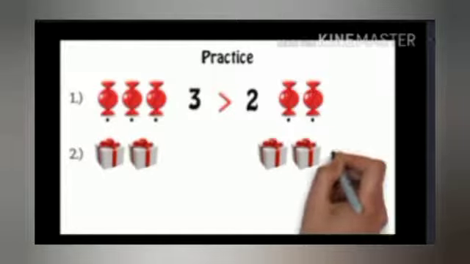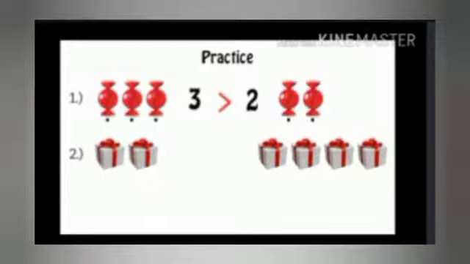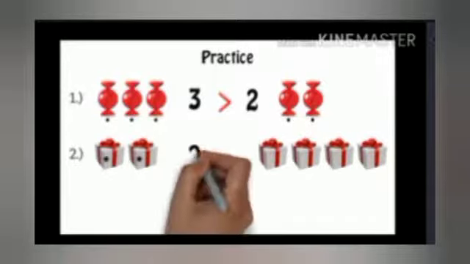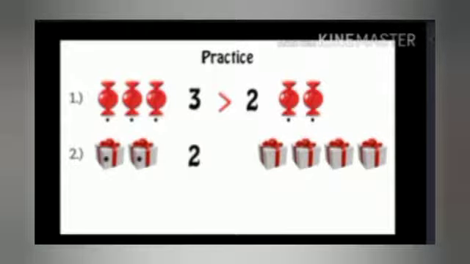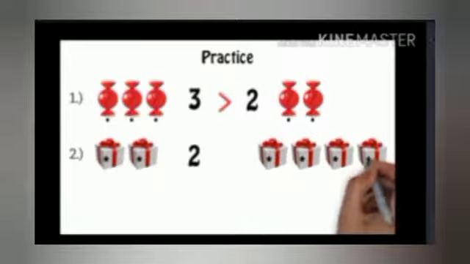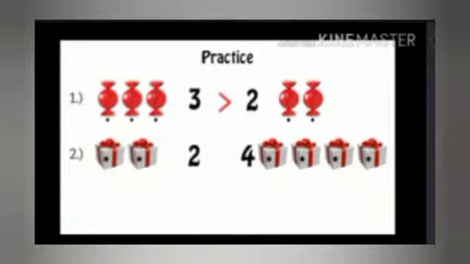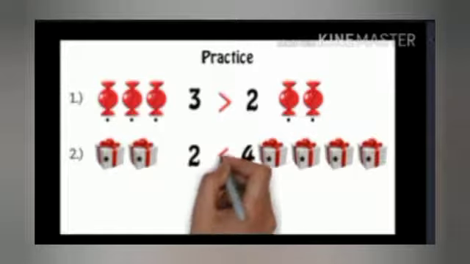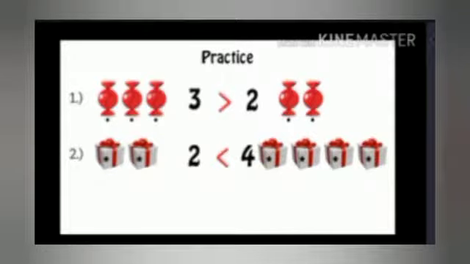On the left side 2 gifts are there, and on the right side there are 4 gifts. So 1, 2 gifts. And on the right side, 1, 2, 3, 4. 4. So 4 is bigger than 2, or you can say 2 is less than 4.